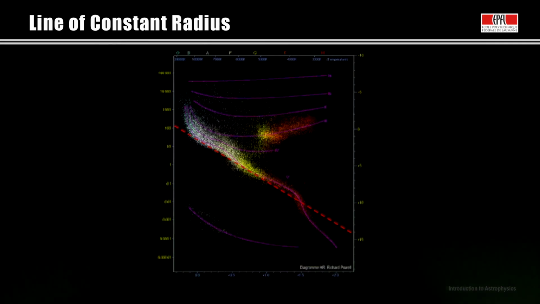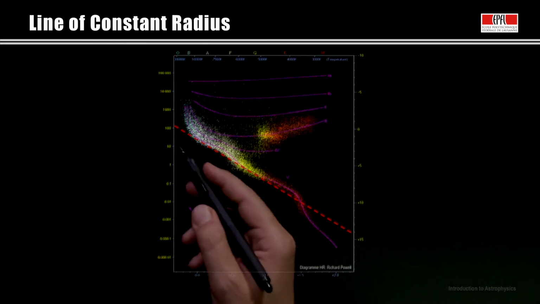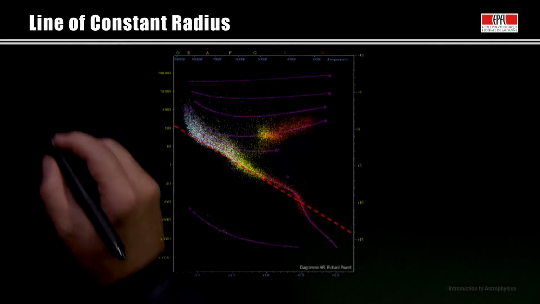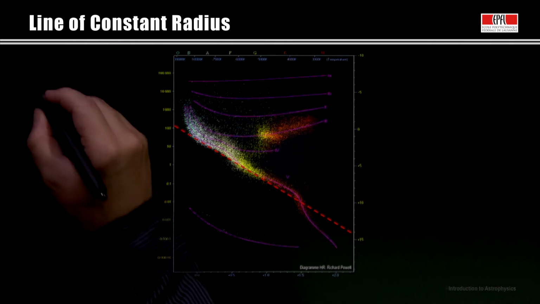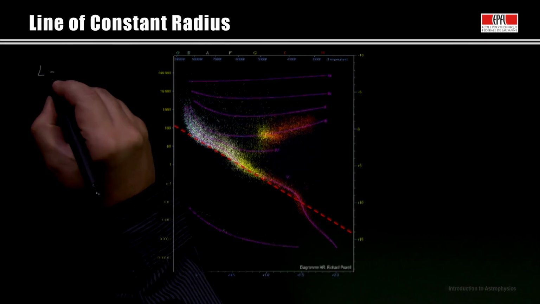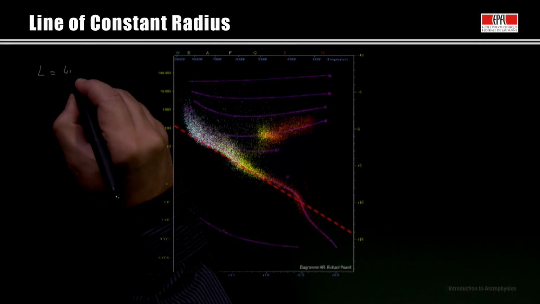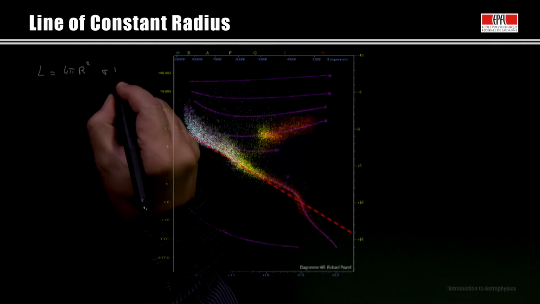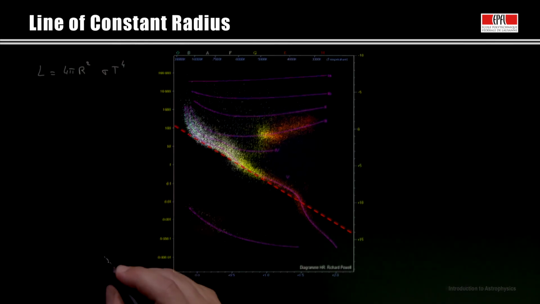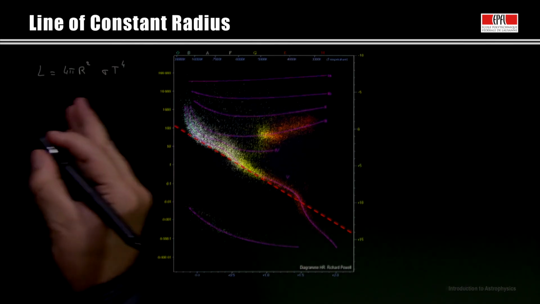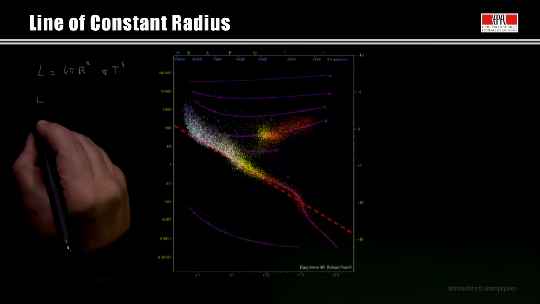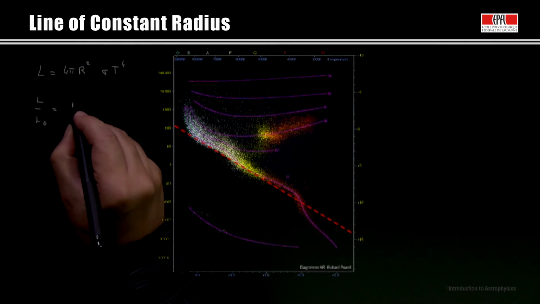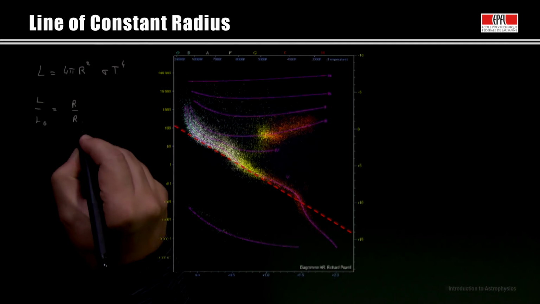We can also draw isoradius contours on the diagram. We already said that the higher we are on the diagram, the bigger the stars. To understand this, remember that the luminosity of a star depends on its surface. R is the radius of a star, and it is multiplied by sigma T^4. This could be rewritten in terms of solar units. We have L over the solar luminosity. And here remains the squared ratio of R over the solar radius.